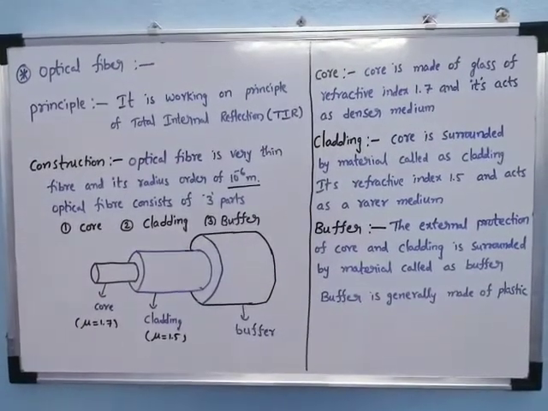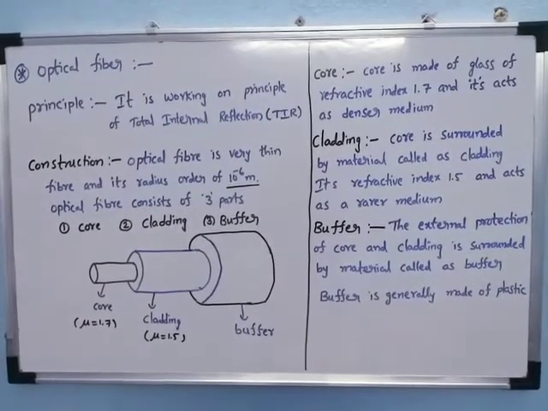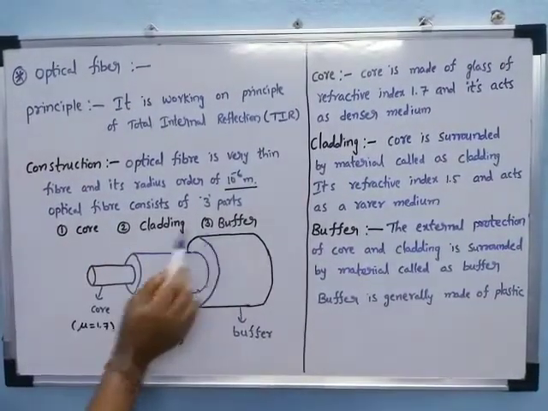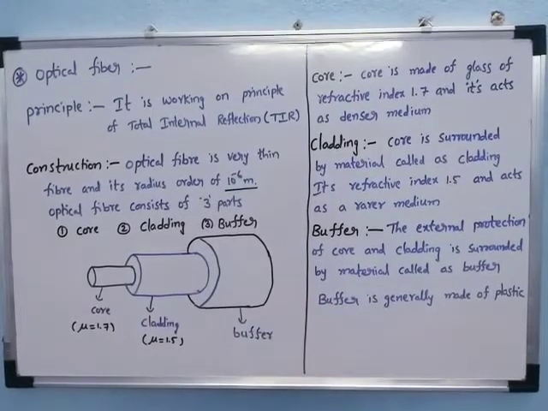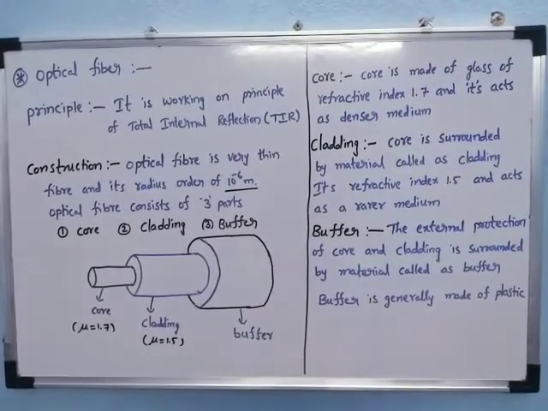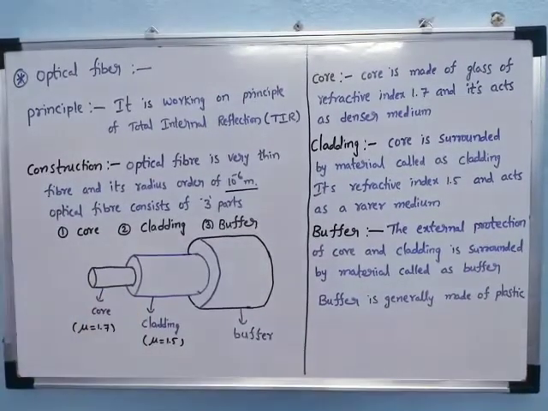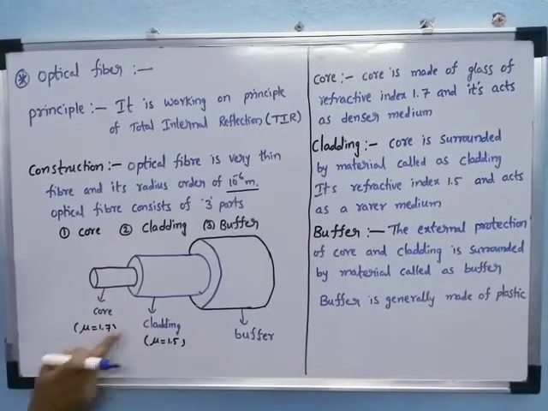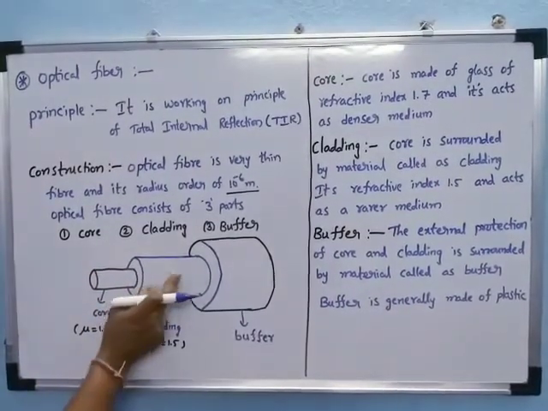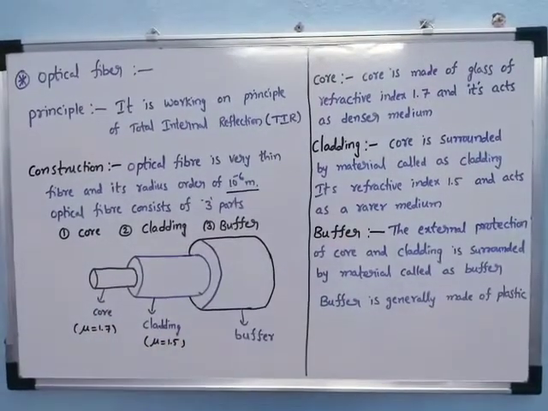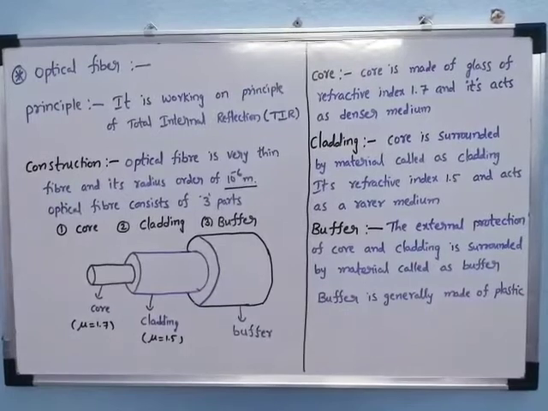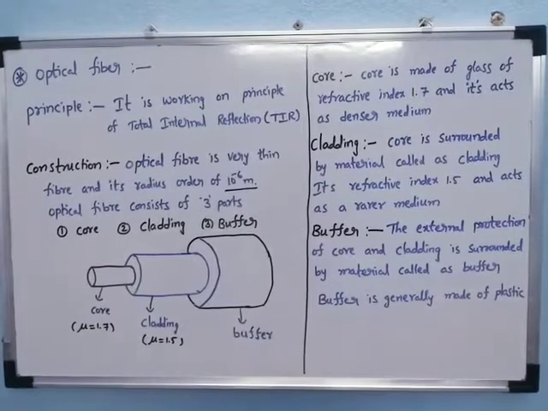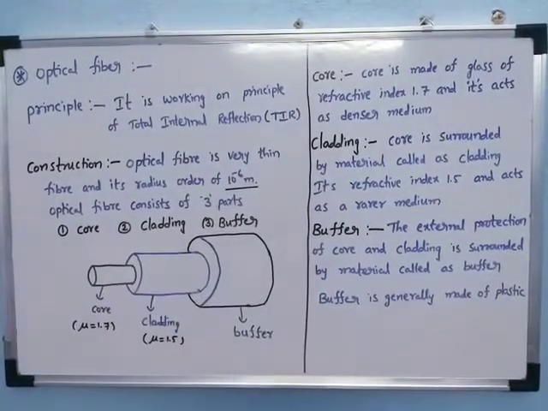Now this optical fiber consists of three parts. How many parts are there? The first one is the core, the second is the cladding, and the third is the buffer. Now see, this is the diagram. The first one is the core, and around the core is the cladding. Around the cladding is the buffer. The buffer is the protection of the core and the glass cladding.